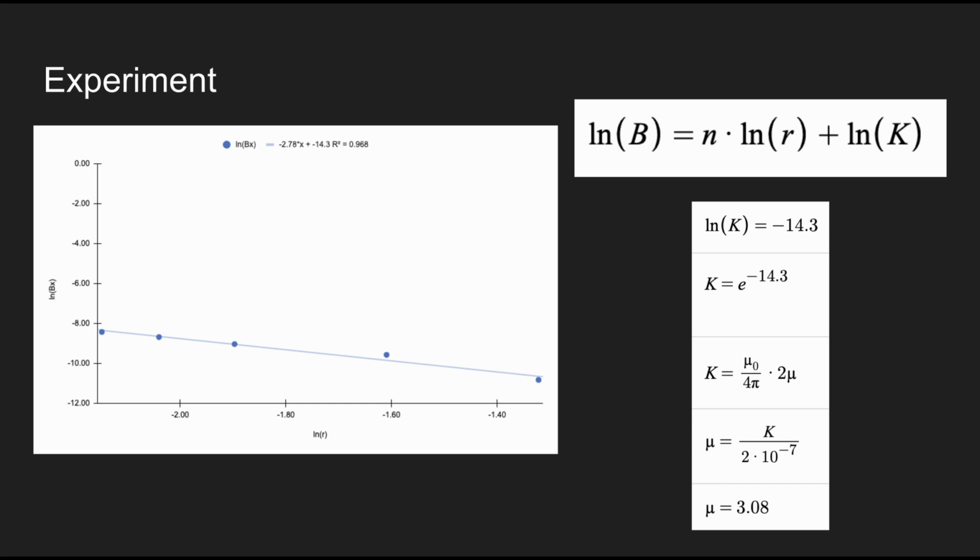Through manipulation of the y-intercept from the graph, I calculated the dipole moment of the magnet. First, I took the value and raised e to the power of that value. Then, I divided the result by mu naught over 4 pi. Then, I divided that number by 2. The resulting value I found for my magnetic dipole was 3.08 amperes square meters.